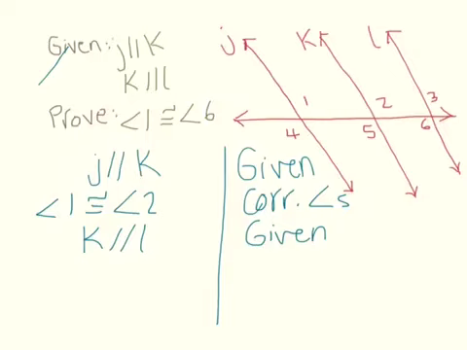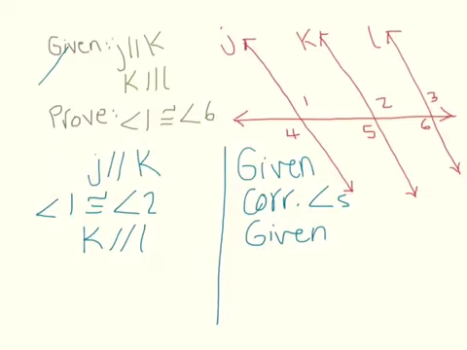So if I want to do 1 and 5 alternate interior, then I can say 5 and 6 are corresponding for lines K and L, then use 1 and 6 in the transitive like I wrote on the worksheet, which you can pull out. But for that case, well, I started with 1 and 2 corresponding angles.